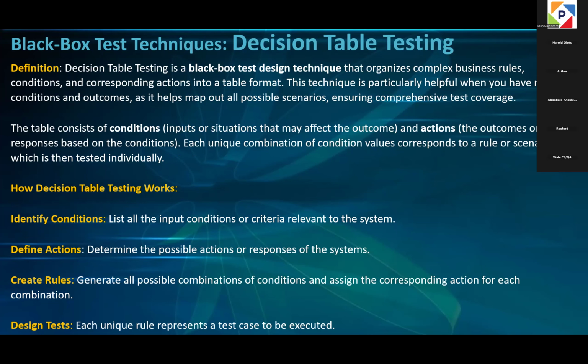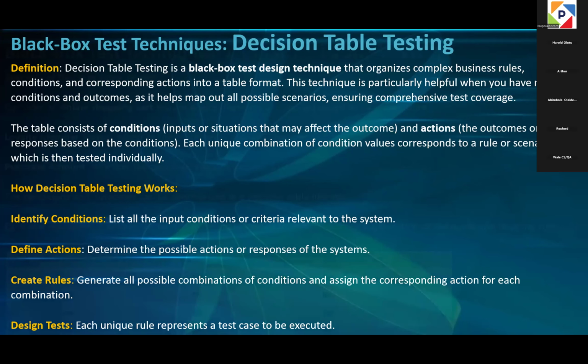Then also we define our actions. So what this means is that we determine the possible actions or responses of the system. Then we will now create rules. For example, generate all possible combinations of conditions and assign the corresponding actions for each combination. Then what we'll do last is design tests. So this test is a unique rule that represents a test case to be executed.